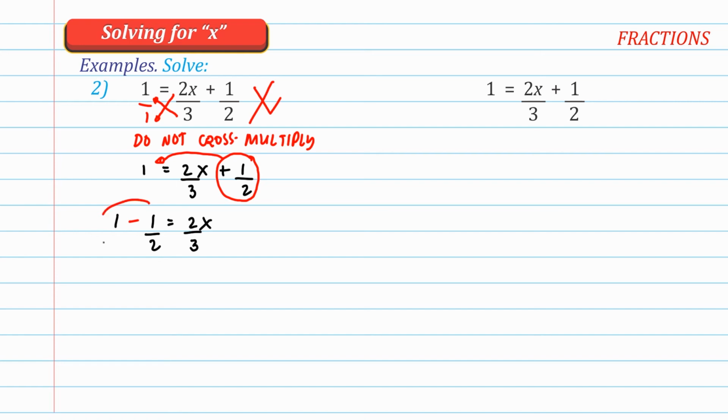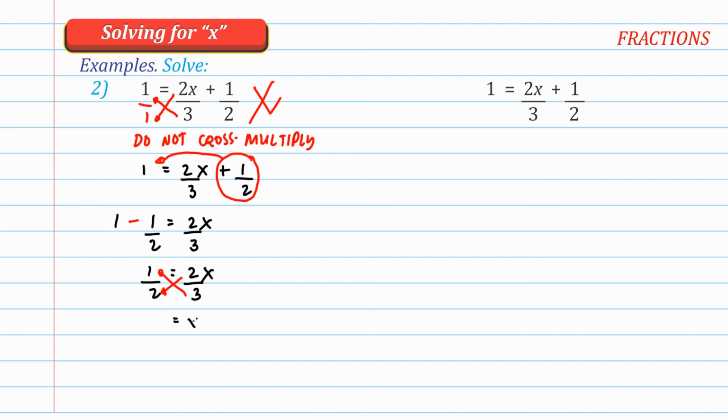And then, simplify. What is 1 minus 1/2? Isang buo, bawasan mo ng kalahati. Eh di 1/2 pa rin. And then, you will end up with single fraction on the right, single fraction on the left. Can we now cross multiply? Pwede na, guys. We can move 2 down, cross multiply to isolate x. 3 up, aakyat siya to isolate x.